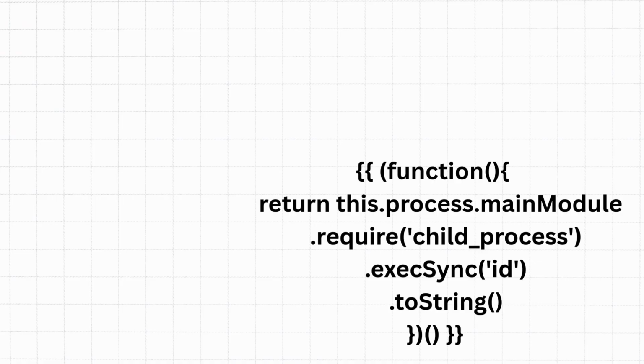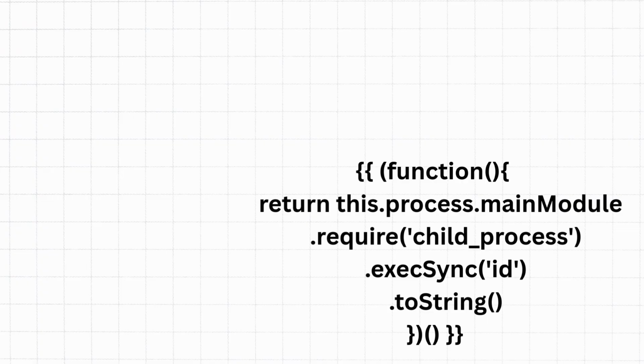From there, the payload accesses process, which is a Node.js global, providing information about the running process. It then reaches the process.mainModule, which references the root module of the entire Node.js application. At this point, the sandbox is effectively gone.